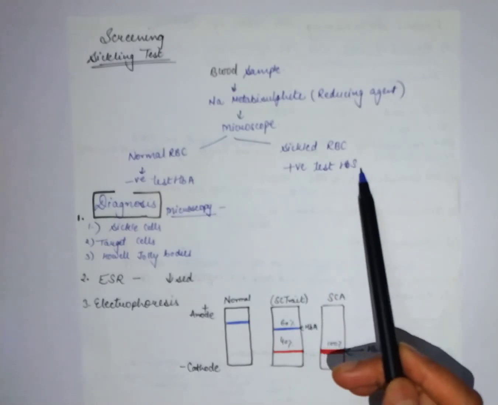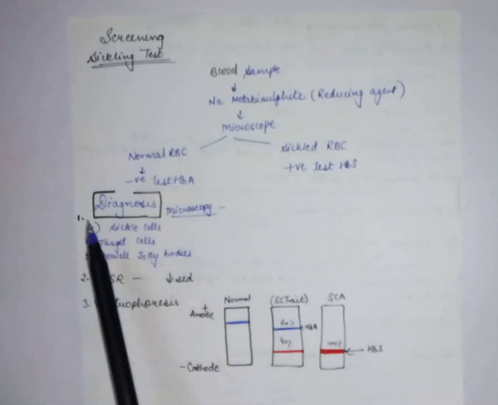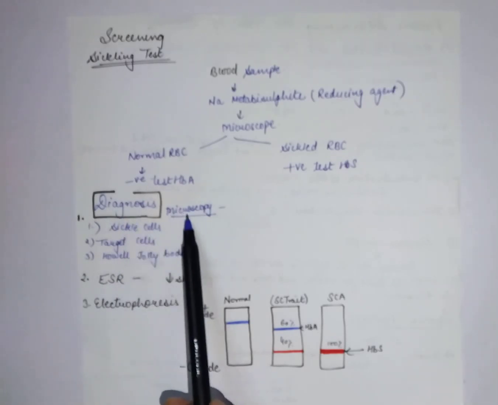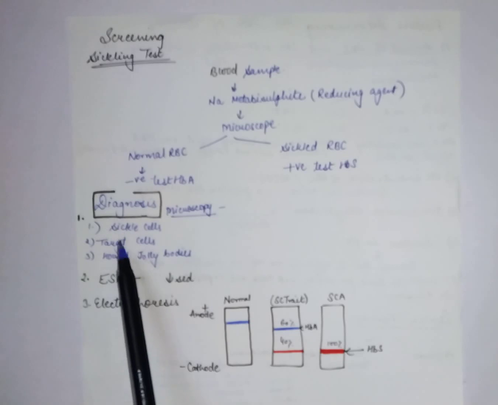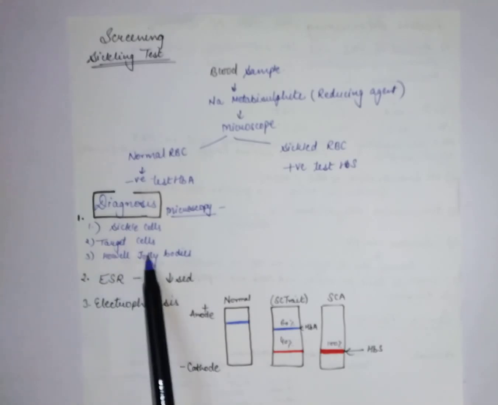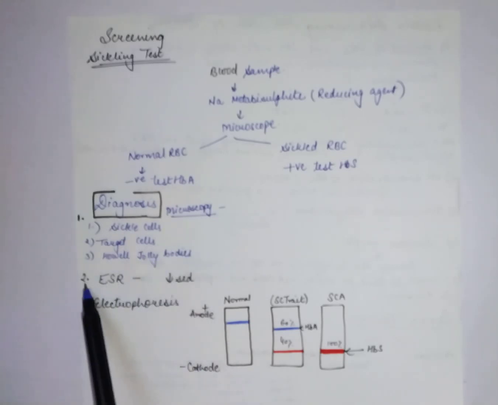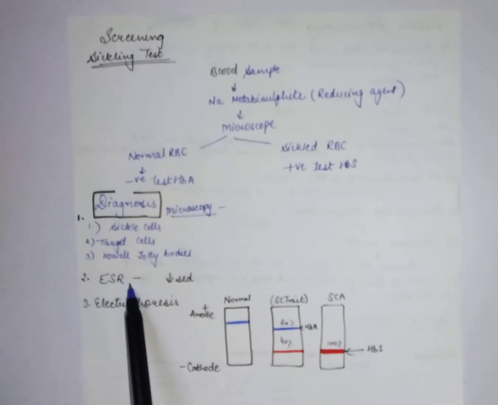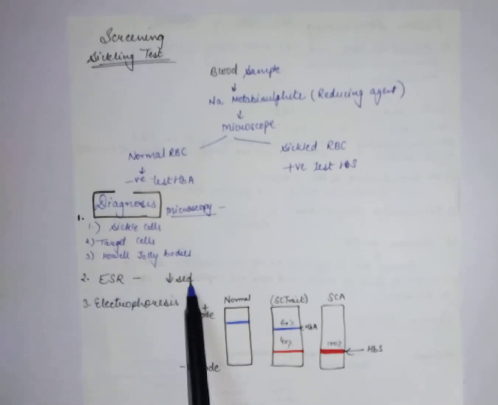Now comes the diagnosis. First we'll do microscopy, under which we'll see sickle cells, target cells and Howell-Jolly bodies. Second we'll do ESR, that is erythrocyte sedimentation rate, which will be decreased in case of sickle cell anemia.